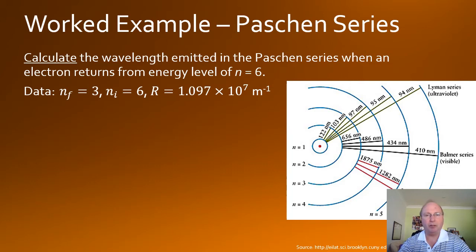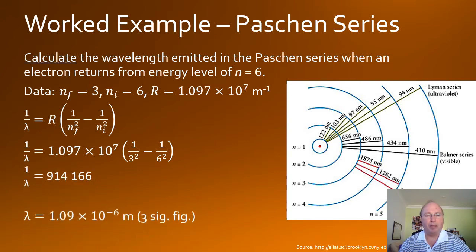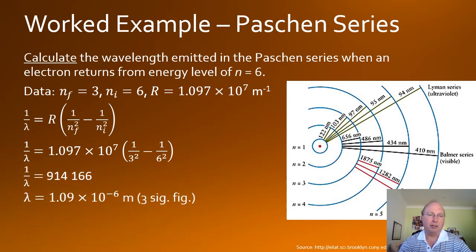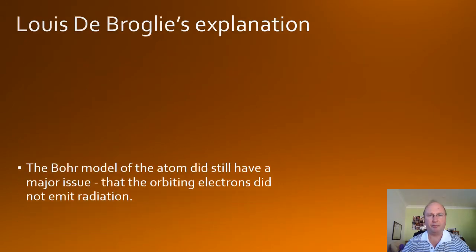There's the Rydberg constant. There's the formula, and we simply substitute. So even though the formula looks very complicated, the actual calculation is quite straightforward. And we flip over the 1 on lambda to get the wavelength, 1.09 times 10 to the negative 6 meters to 3 significant figures, and that's infrared. Again, you don't need to know that it's infrared to answer this question.